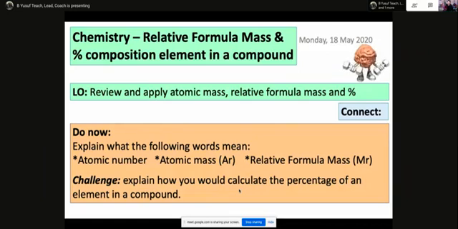So again, the do now covers some of what we've looked at beforehand. So we're recapping previous knowledge and building upon it to build your confidence. So the do now, what do the following words mean? Atomic number, atomic mass, relative formula mass. And challenge, how could you calculate the percentage of an element in a compound? We're going to be looking at those 2 aspects in today's lesson.